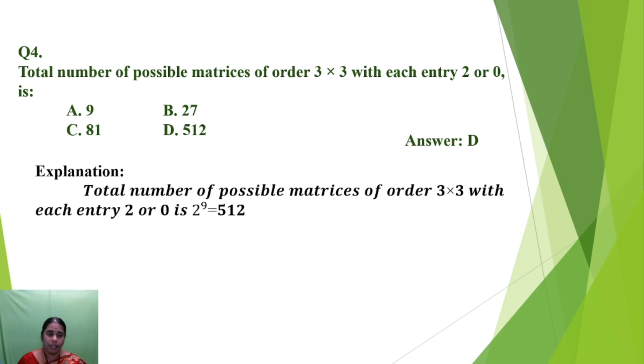Here is the formula. For each entry of 2 or 0, the total number of possible matrices is given by the formula 2 power n. n is nothing but the number of entries in the given matrix, which is 2 power 9. They are asking about 2 or 0, so 2 power n. If they are asking about 1, 2, 3, in the sense you have to calculate 3 power n. So for this, 2 power 9 is nothing but 512, which is in our option D. So D is our answer.